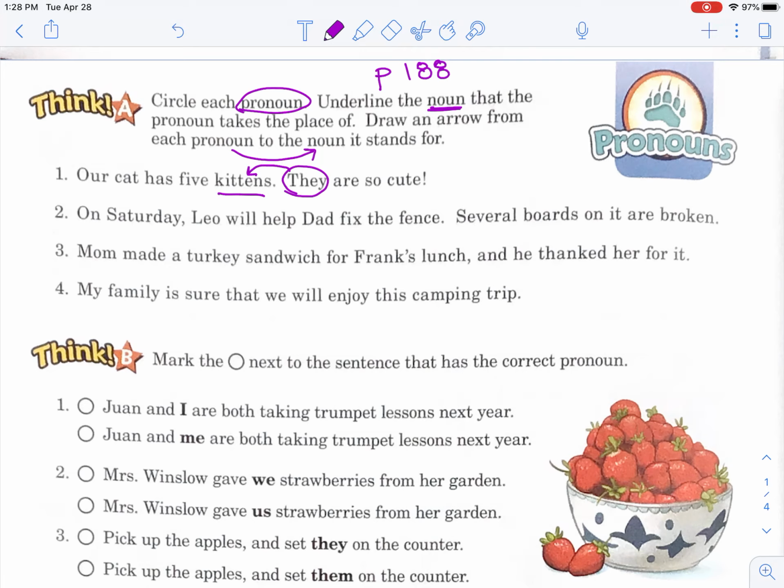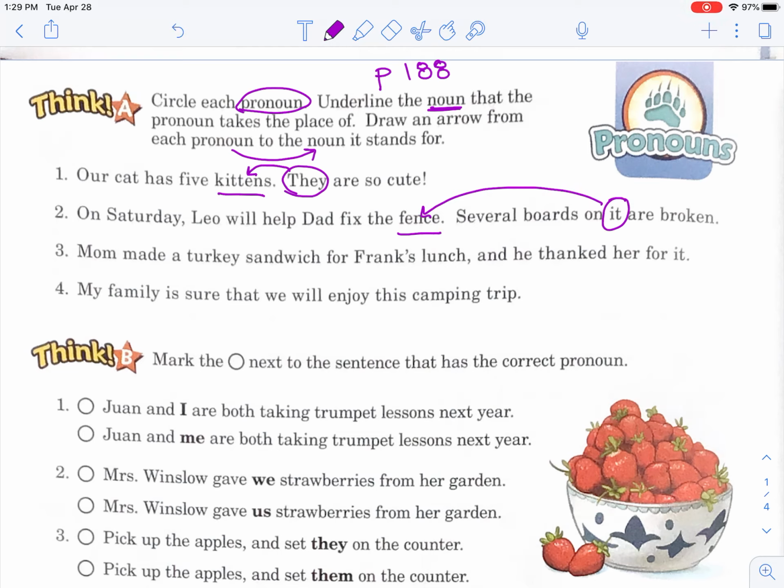Here I go. Number 2. On Saturday, Leo will help Dad fix the fence. Several boards on it are broken. What is the pronoun? I see it. Literally it. So several boards on it. Now we're going to think, what is the noun that it's talking about? What's the it? What's broken? What has boards that are broken? Oh yeah, it's the fence. Please don't say it's Dad. Dad doesn't have boards broken on him. Leo doesn't have boards broken on him. Saturday doesn't have boards broken on him. It's the fence. Do you see that?